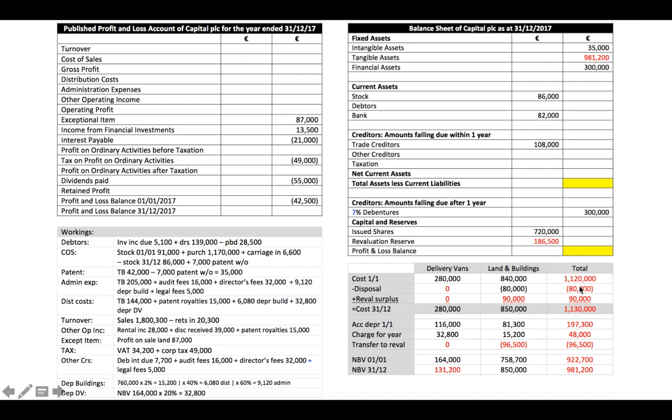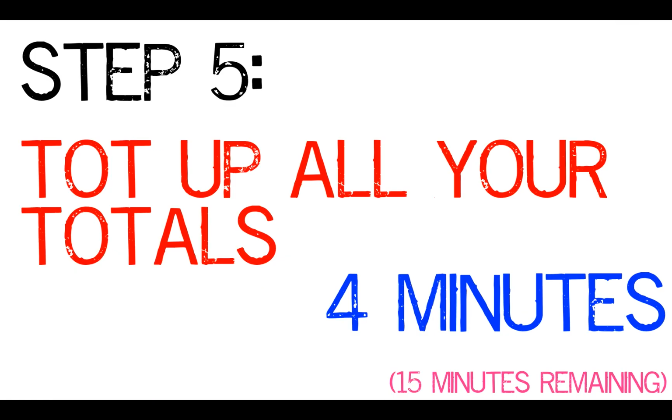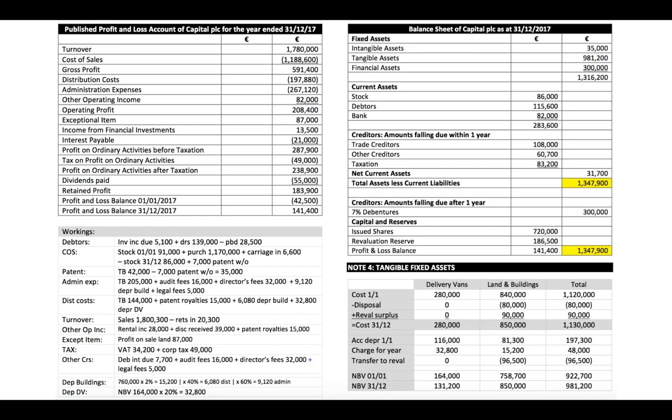In the total column, all we're doing is we're totting the two amounts up, and that's it. When we get down to the bottom, this figure here, the 981,200, is the tangible assets figure here in the balance sheet. So that's how you do that. The next step is to tot up all of your totals. So your final published profit and loss and the balance sheet should look like that.